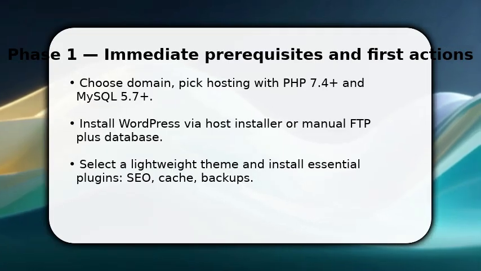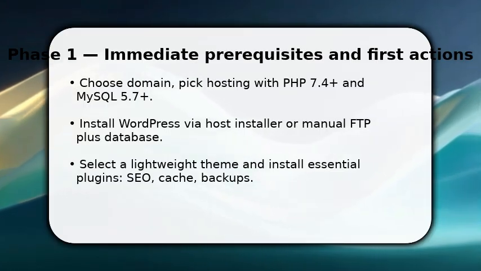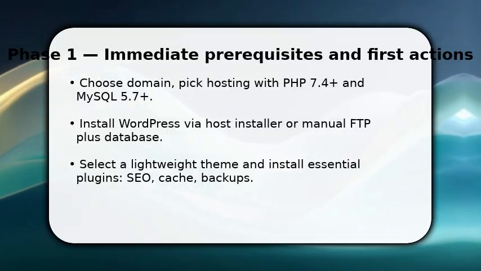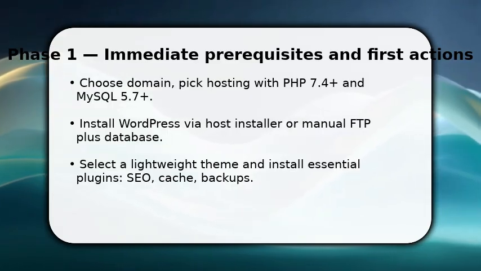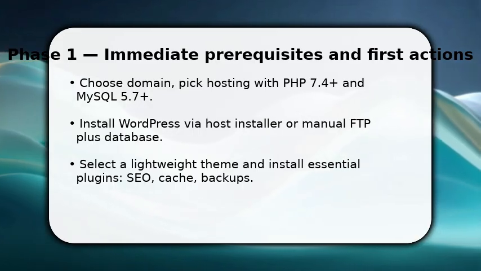You start by locking down prerequisites: domain registration, hosting with PHP 7.4 or newer, and a MySQL database. Once those are ready, use your host's one-click installer or upload WordPress via FTP and run wp-config setup. This configures your DB and site keys.